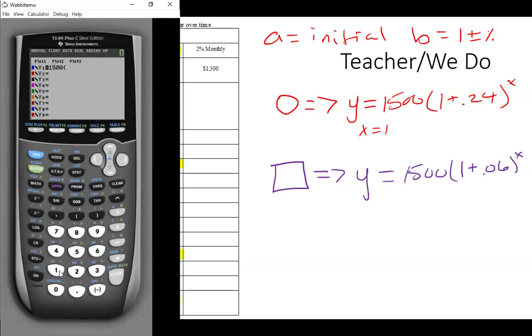And we're going to type it in. I'm going to go ahead and add 1 plus 0.06 to the x. And now I'm going to hit second graph to pull up my table. So after my first month, it's going to be how much now? First month is $1,590. Second month is... do we see it? Everyone sees the value for our four values?